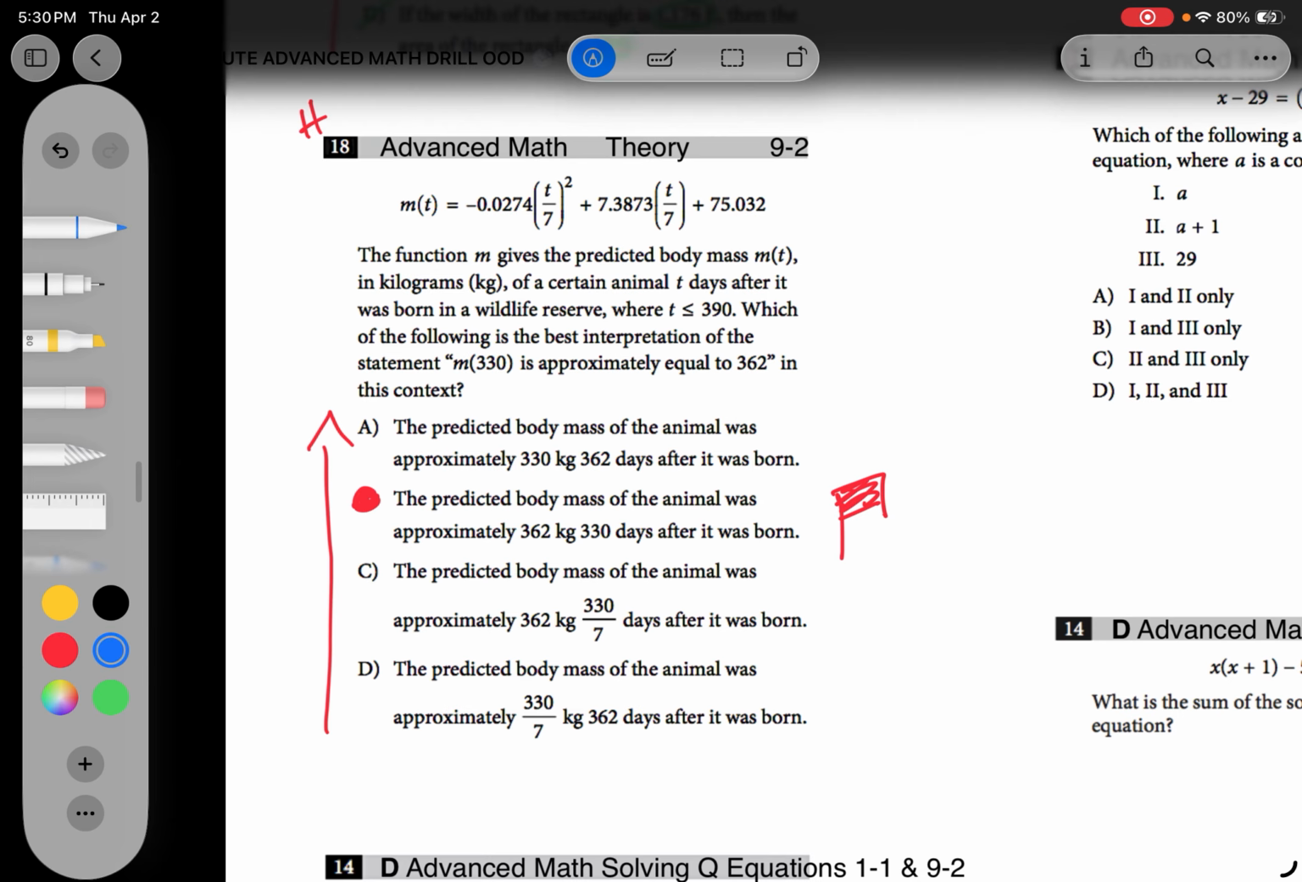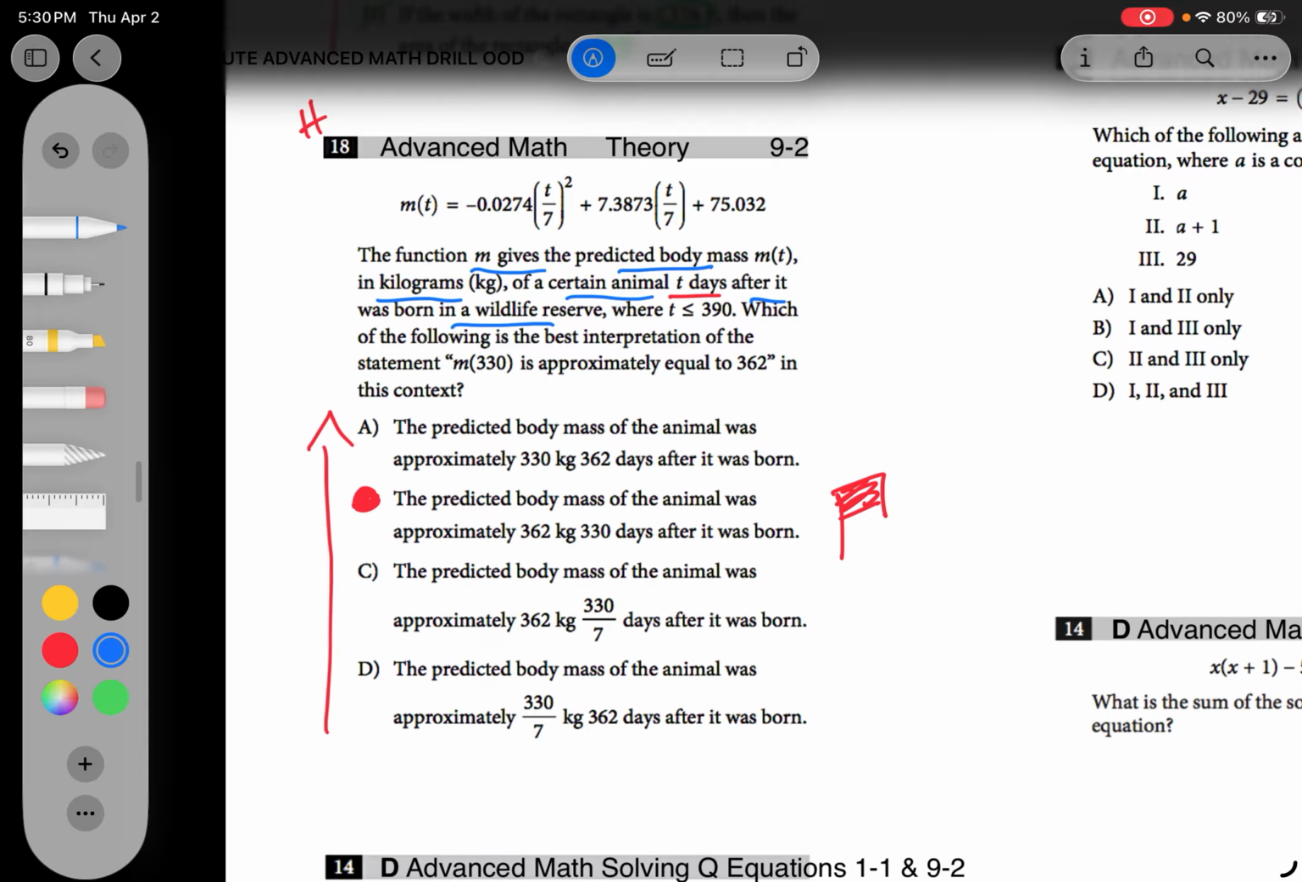Let's take a look at the equation. We're good. We got a variable t in there. All right, cool. The function m gives the predicted body mass m of t in kilograms. So this is all about weights of a certain animal t days after it was born in a wildlife preserve, where t is equal to or less than 390. And what's t all about? Days, 390 days. So t is going to be equal to or less than 390 days when we plug it in.